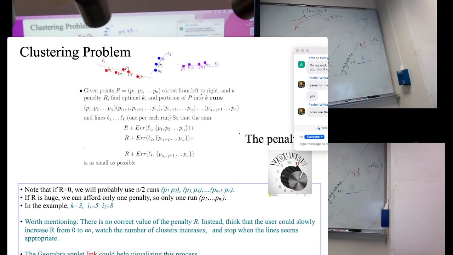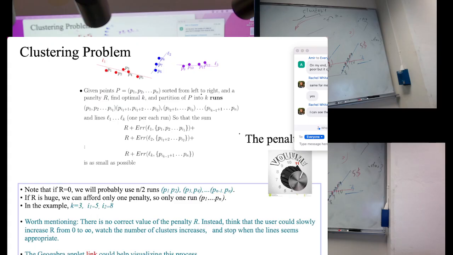Because I paid for 3 clusters. I paid 3 times R plus all the error here, all the error here, all the error here, and in this example, it's probably better than any other clustering that I'll do. If I just break it into two clusters, two runs, no matter where I break it, let's say I break it into three and everything else over here, then now I need to find one line that will fit all these points. We'll go maybe here, and then I need to pay tons of penalty. So I paid only 2 times R because there are only 2 clusters, but the sum of errors in this expression suddenly is much larger.